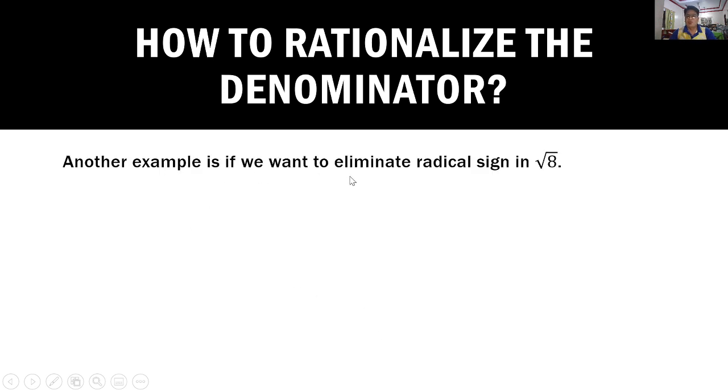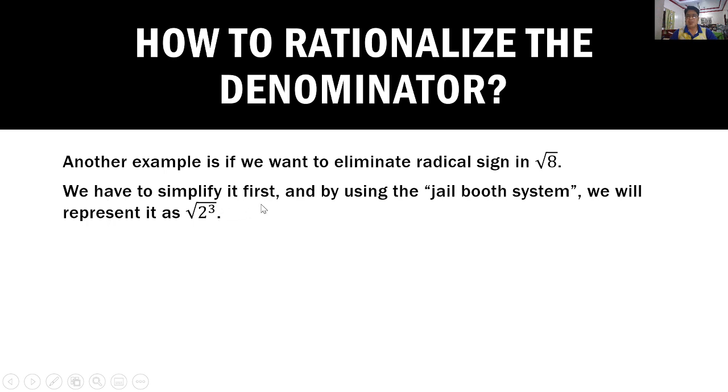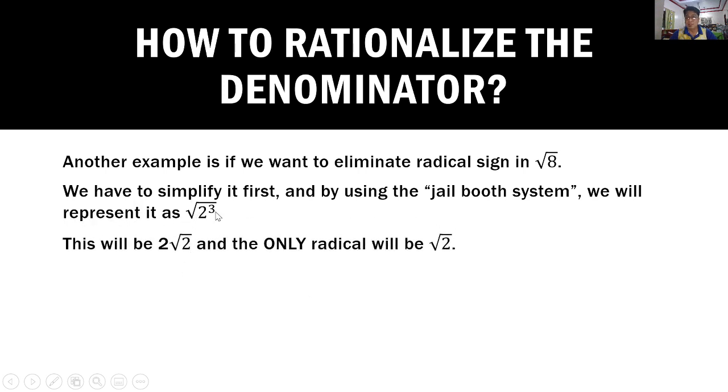Another example. If we want to eliminate the radical sign of the square root of 8, so medyo malaki na. Now, we have to simplify it first, and by using the jailboot system, which we discussed last time around, we will represent it as the square root of 2 cubed. Instead na 8, tanda, kunin natin yung prime number niya, prime factors niya, lagyan lang natin na exponent. Ito yung kalalabasan. Ngayon, dahil jailboot system yan, 3 piso yung pera niya, pero 2 piso lang yung piyansa. If you can still recall, pwede tayo lumabas ng isang beses. May matitira tayong isa, yun yung maiiwanan sa loob ng radical sign. So this will be 2 times the square root of 2. And the only radical will be the square root of 2. Unlike last time, na square root of 8, square root of 2 na lang matitira. So yung nailabas mo, whole number na siya. Hindi na siya radical.